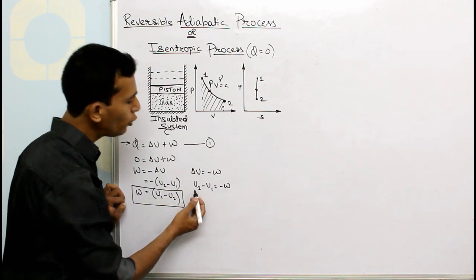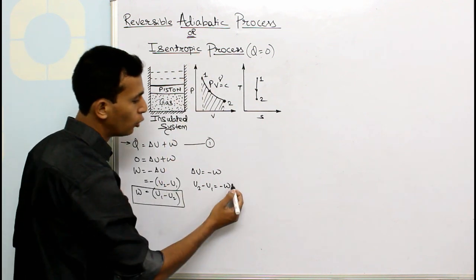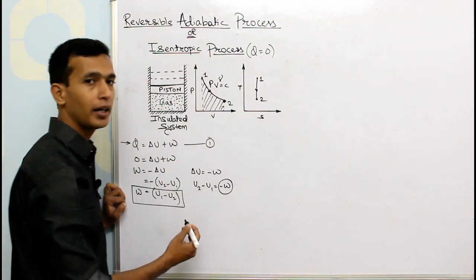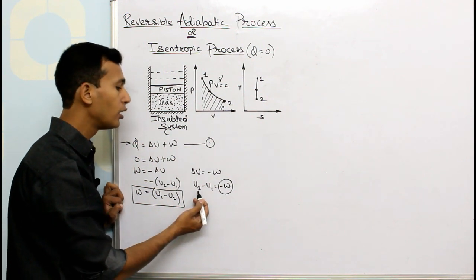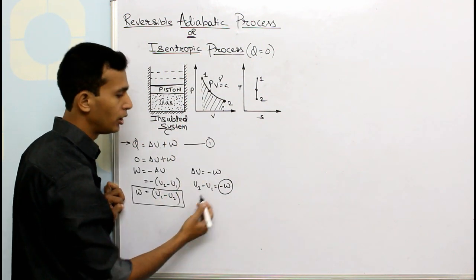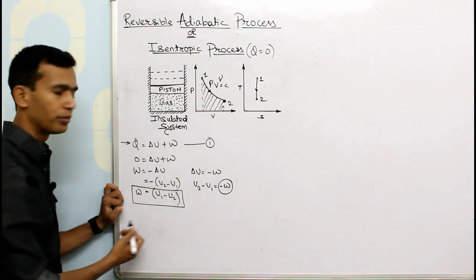Means in order to increase internal energy of the system for an adiabatic process, work has to be supplied, and that's why it is negative. So in order to increase internal energy during an adiabatic process, you have to supply work. So W will be negative. So these are the terms.